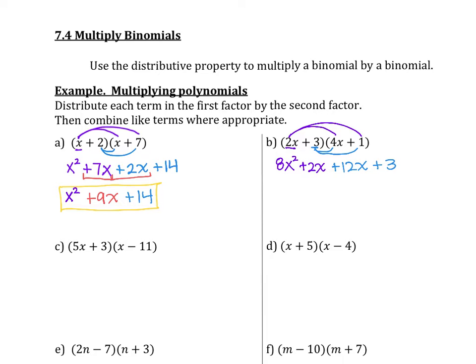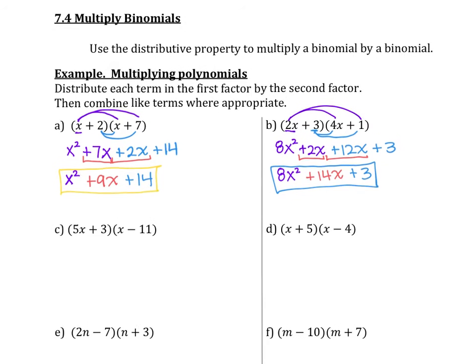Okay, so again, I see the 8x to the second has no like terms. I have 2x plus 12x, so I have 14x's. And then the plus 3 will stay as the third term. That's my final answer. It's in standard form, and I showed my work along the way.